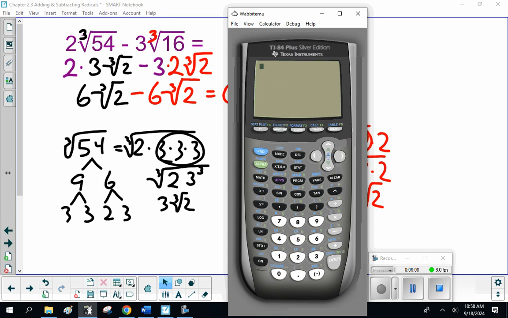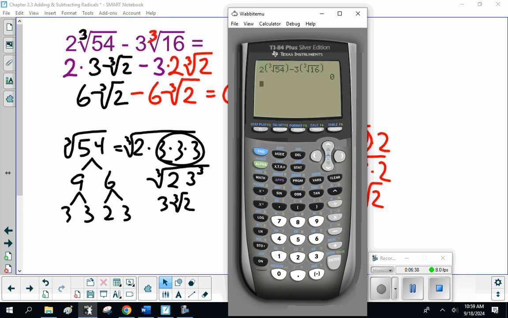So, 2 math cube root of 54. Oh, sorry. On this version, I have to go. Oh, stop that. Minus 3 math cube root of 16, 0.